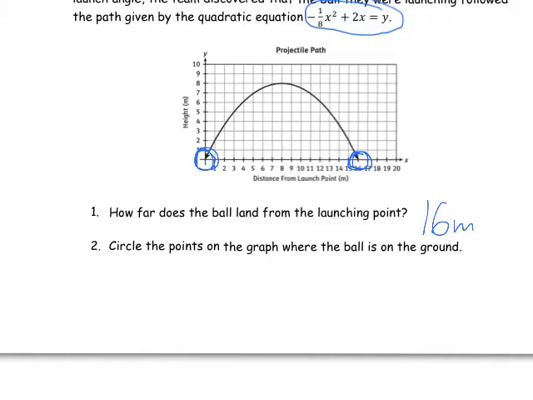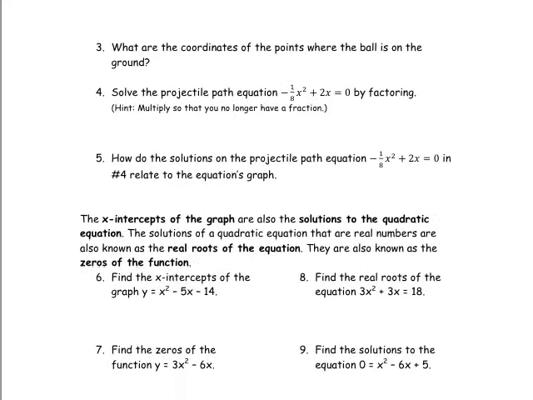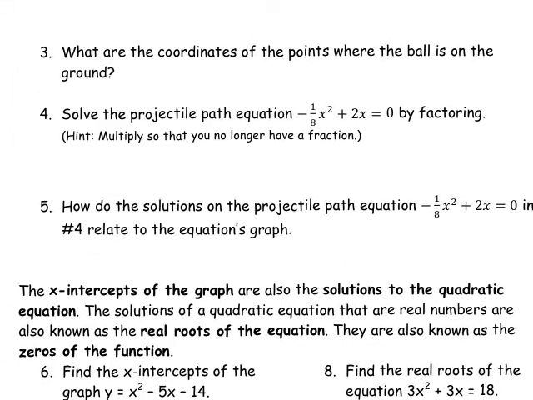So then 3 wants me to label the coordinates of that point. What were the coordinates of the launching point? 0, 0, right? Over none and up none. What was the coordinate of the landing point? It'd be 16, 0, because it went out 16 meters, and obviously it's 0 meters off the ground, so the 0 is at the second spot. Then number 4 says solve the projectile path equation.